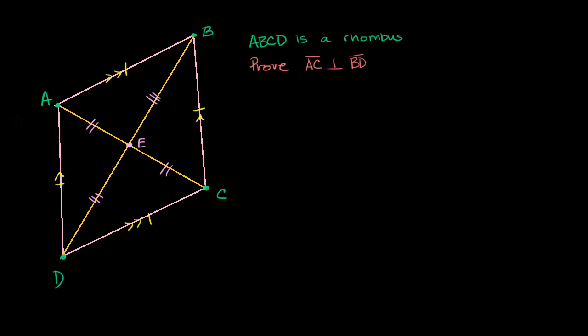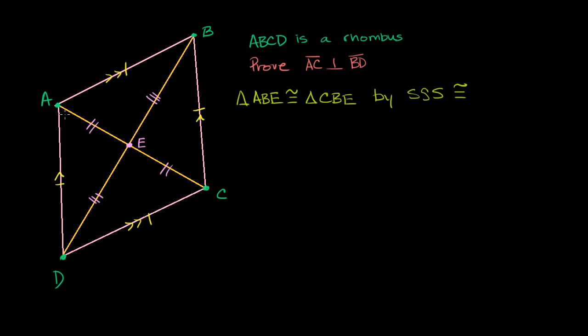So the first thing we see is we have a side, a side, a side, a side, and a side. So we can see that triangle ABE is congruent to triangle CBE. And we know that by side-side-side congruency. We have a side, a side, and a side. And then once we know that, all the corresponding angles are congruent.